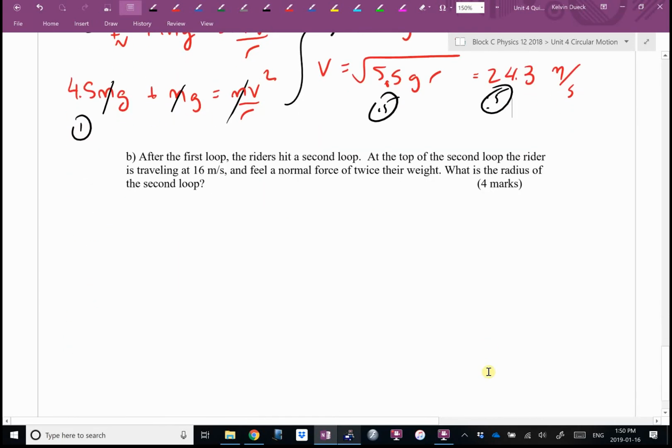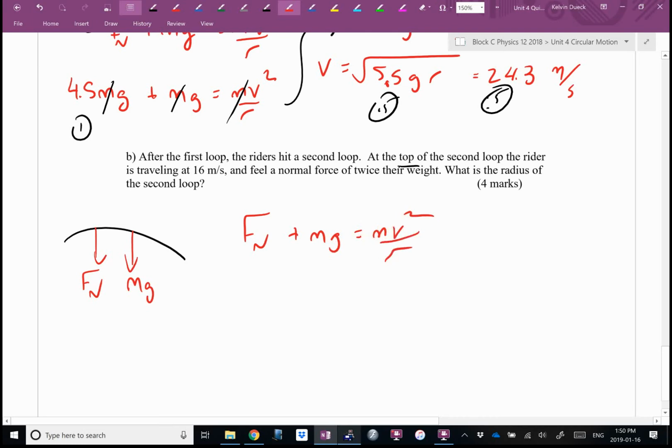B. We're again at the top of the second loop, so I think it's going to be a really similar free body diagram. Again, we're going to have gravity down, normal force down. I think we're going to have normal force plus mg equals mv squared over r. It says the normal force is twice their weight. Two mg plus mg.